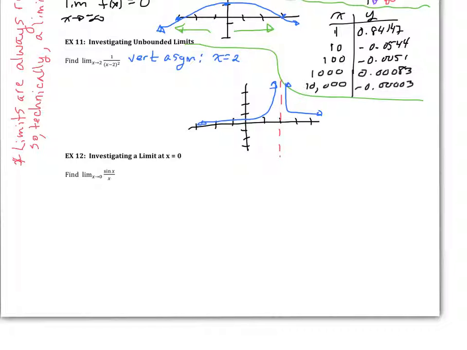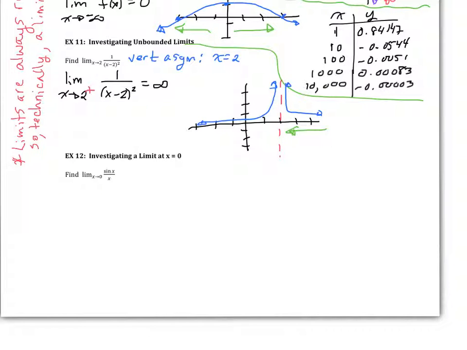So, look at what we're approaching. We're approaching 2, and we want to approach 2 from both the right and the left. So let's look at those individual limits. So the limit as x approaches 2 from the right of 1 over x minus 2 squared is equal to. So as I approach 2 from the right, what is happening to the y value? So as I get closer here, what's happening to the y value? It's approaching positive infinity.